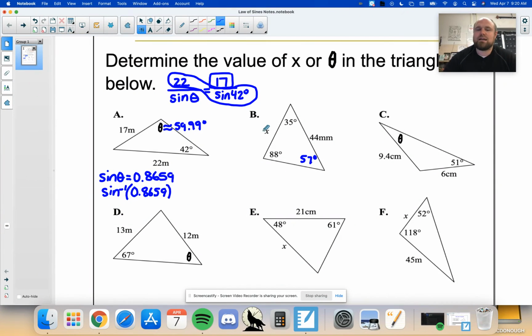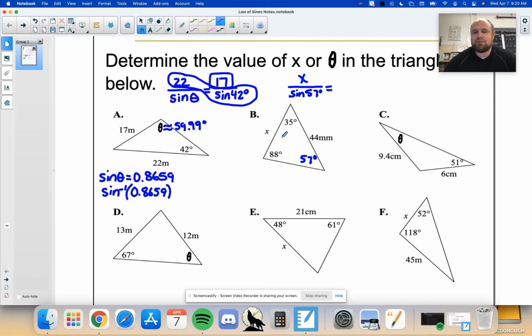So that means that this angle right here is 57 degrees, and now I can use the law of sines. I notice that side length x is across from 57 degrees. So I'm going to set it up as side length x. I always do side length on top and then the angle on bottom. That's just my personal preference. You can do whatever way you want. Side length x over the sine of 57 degrees equals.